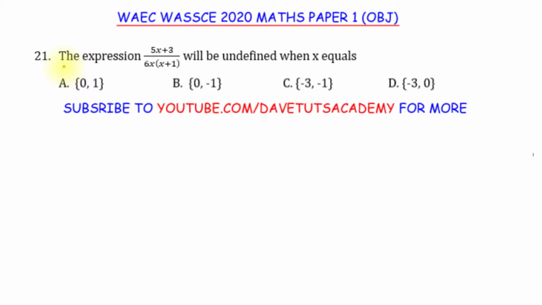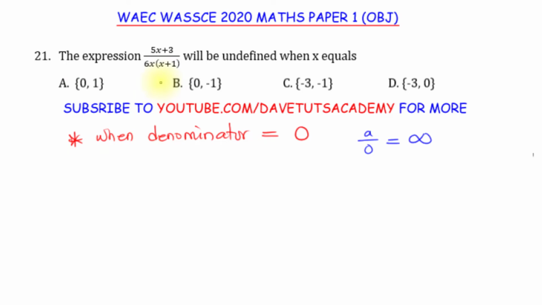In this question, we are being asked that the expression 5x plus 3 over 6x into bracket x plus 1 will be undefined when x equals what? Whenever we come across questions like this, the expression will be undefined when the denominator is equal to 0. Because in that case, we'll have a number over 0, and this will be like infinity. That is not defined, that's not specific. It's just a number that is quite large. We don't know the number, it's just undefined.